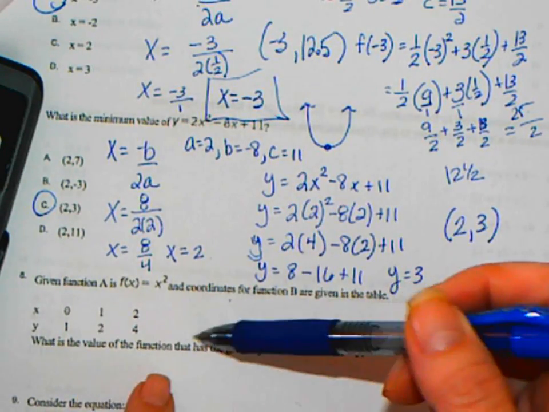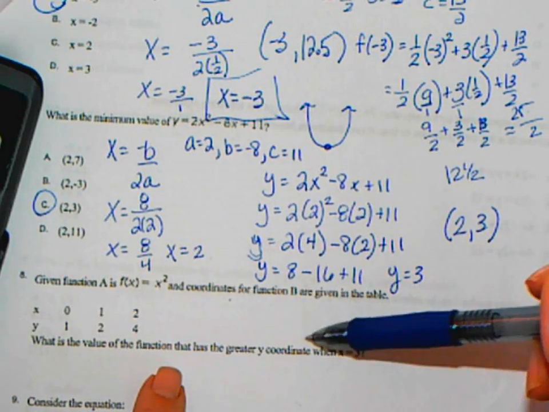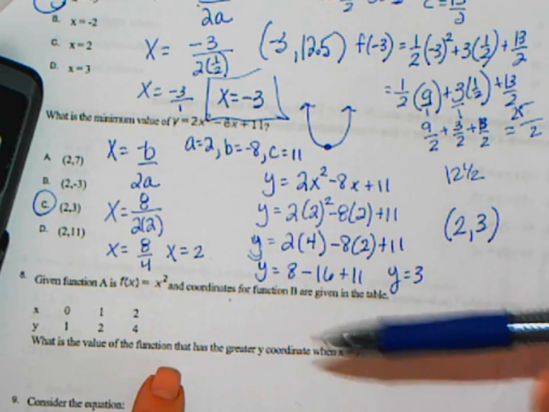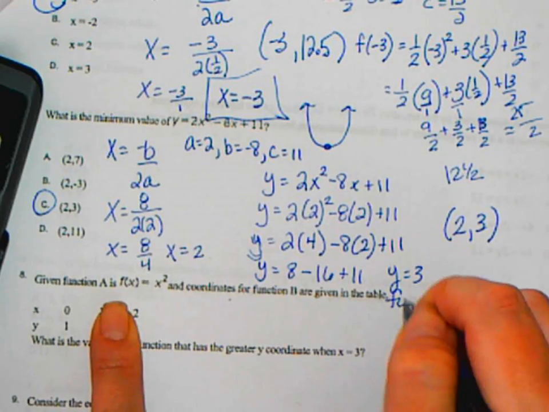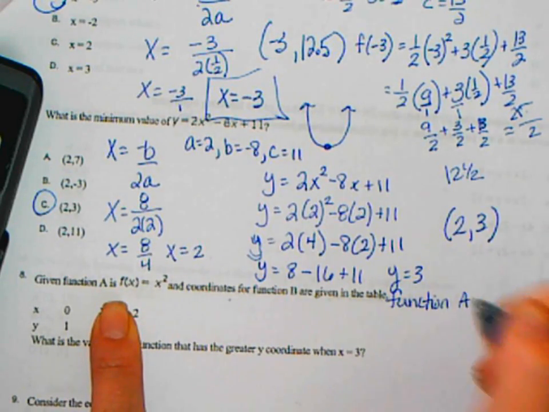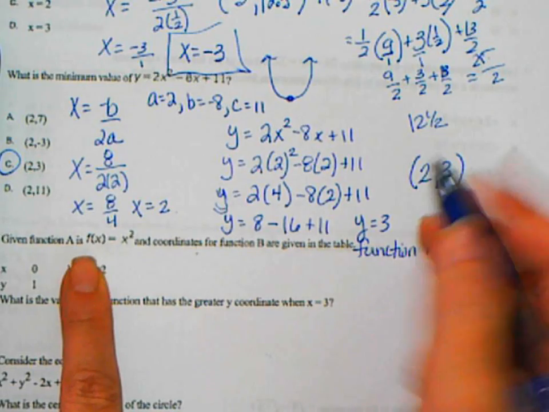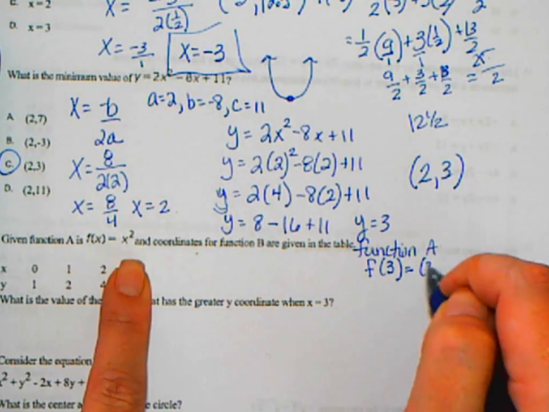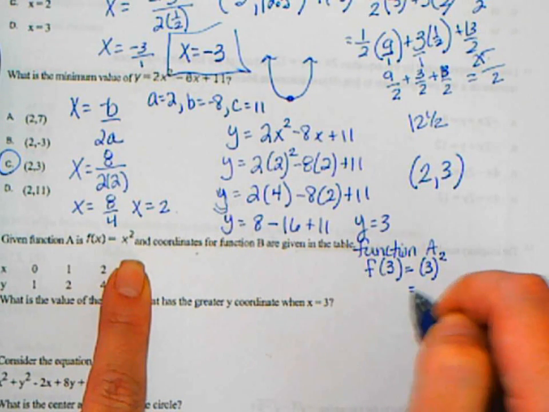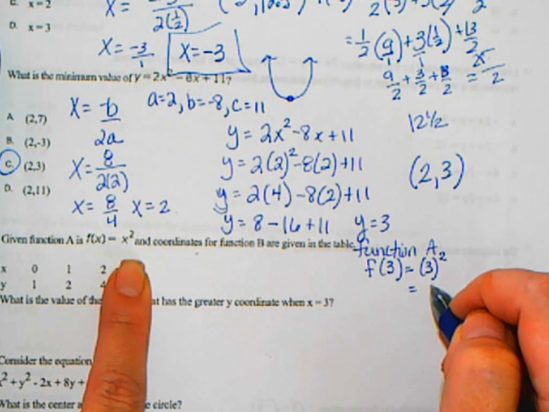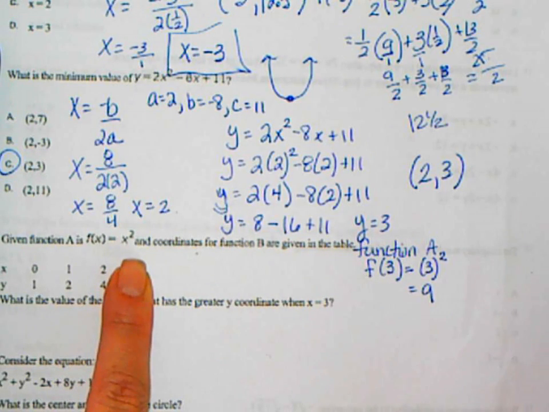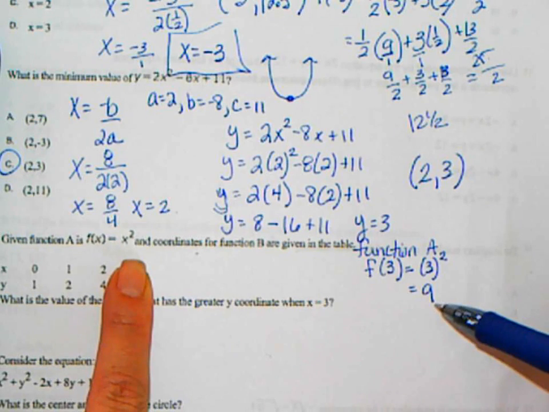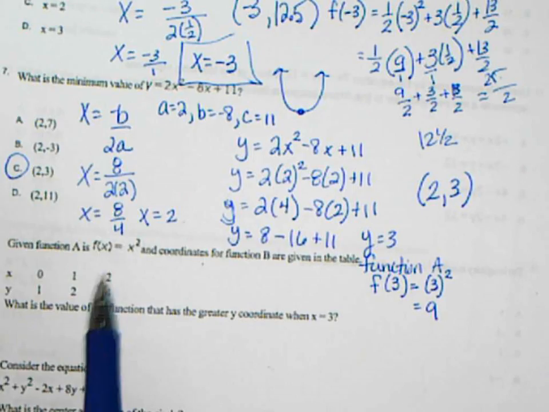What is the value of the function that has the greater y coordinate when x is 3? Okay? So what I did was I said, okay, function A, I evaluated it when x is 3. So f of 3 equals 3 squared. And 3 squared is 9. So in function A, when x is 3, y is 9. Okay? So we have to figure out, this is function B down here.